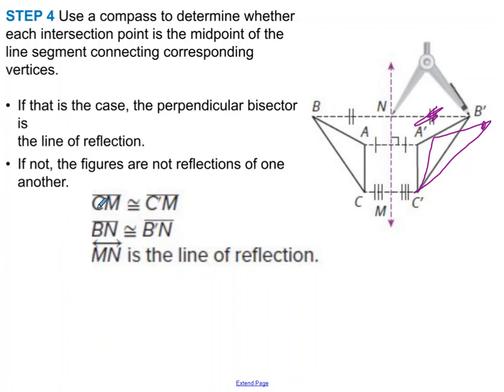So this just says that CM would be equal to C prime M, and BN equals B prime N.